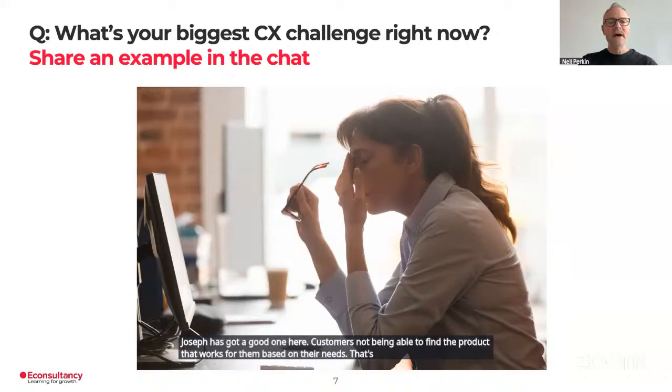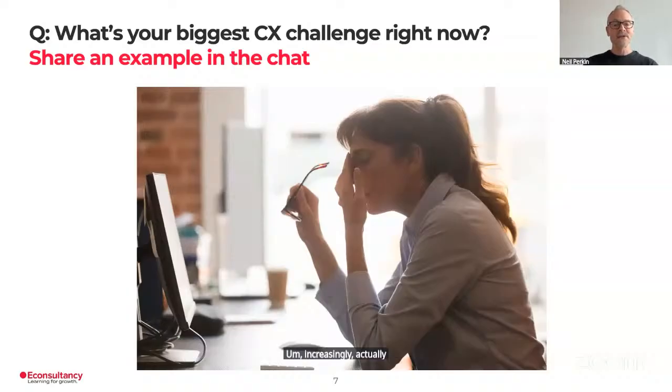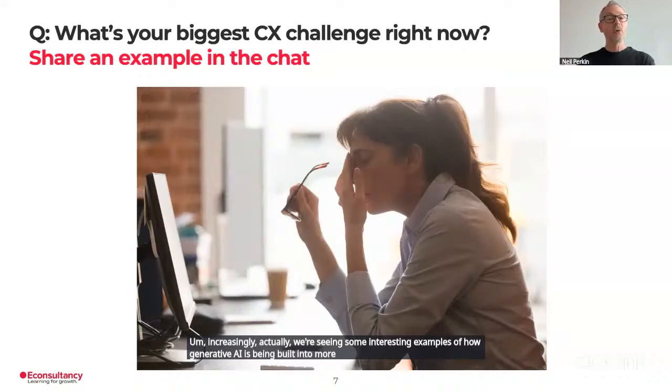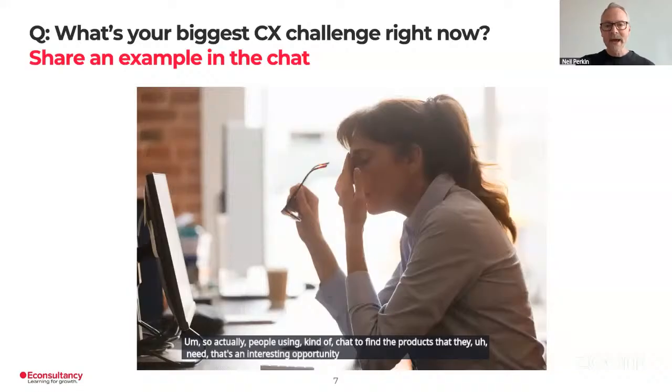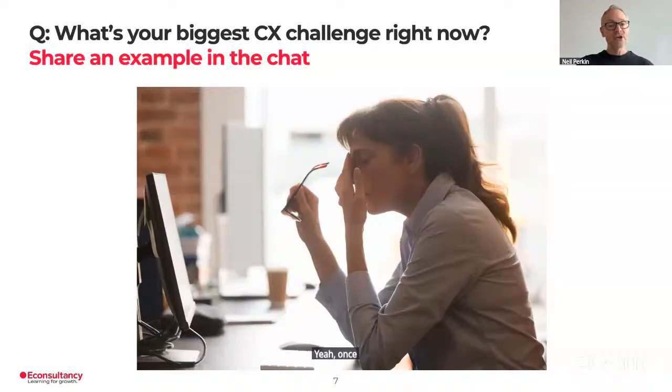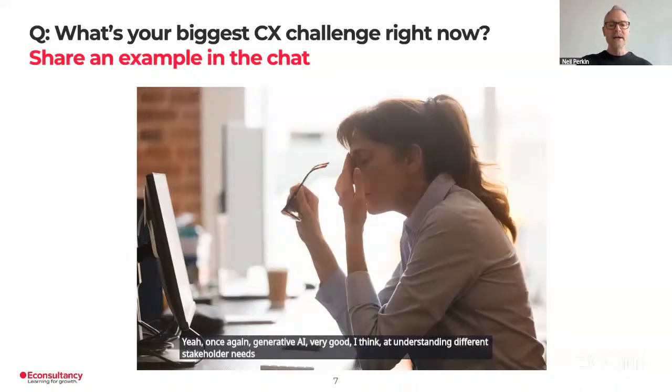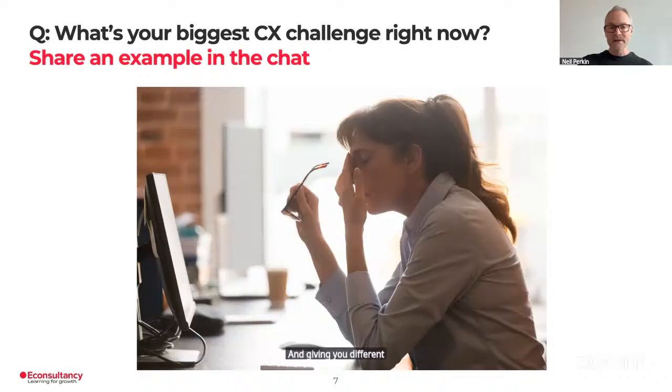That's interesting. Increasingly, we're seeing some interesting examples of how generative AI is being built into more conversational commerce, for example, people using chat to find the products that they need. That's an interesting opportunity. Carol mentions a very wide range of stakeholders, from government through to financial organizations to small businesses. Once again, generative AI is very good at understanding different stakeholder needs, potentially, and giving you different contexts and ideas around that.